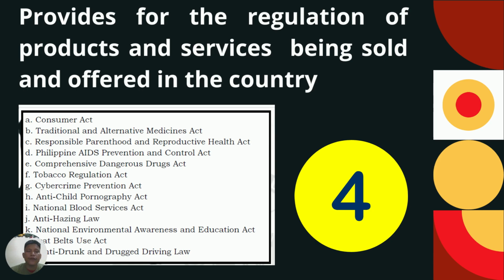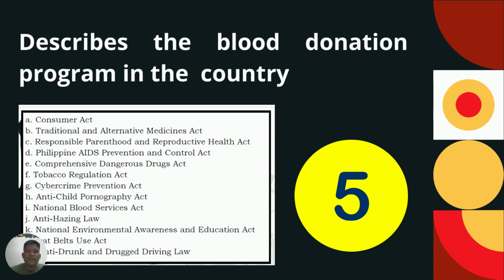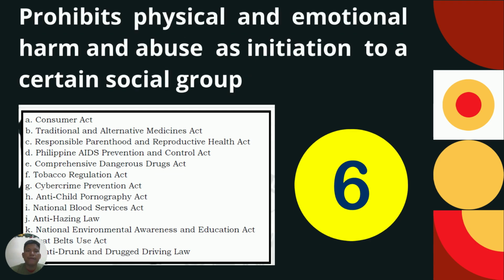Number 4, it provides for the regulation of products and services being sold and offered in the country. Number 5 describes the blood donation program in the country. Number 6 prohibits physical and emotional harm and abuse as initiation to a certain social group.